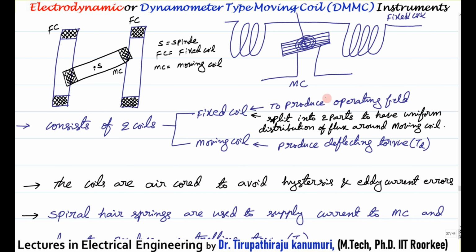In this instrument, because we have to use it for DC as well as AC with the same accuracy, and we know in the case of AC there is a problem of hysteresis and eddy current loss, in order to avoid the errors due to these hysteresis and eddy current losses, generally these coils are air cored. Only air core is used here. We are not using any metal. Only air cored coils are used here.